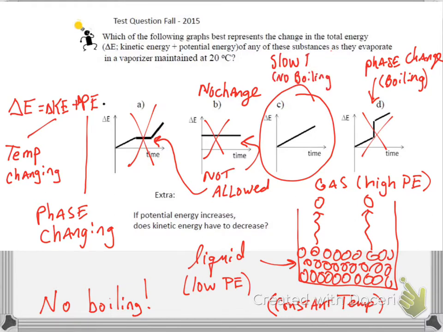And we're not heating. This is a constant temperature system. We just have slow evaporation, no boiling, a slow increase in total energy.